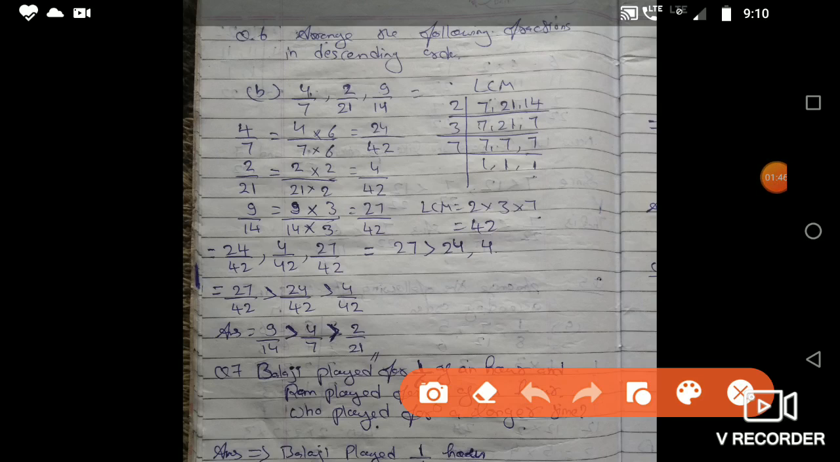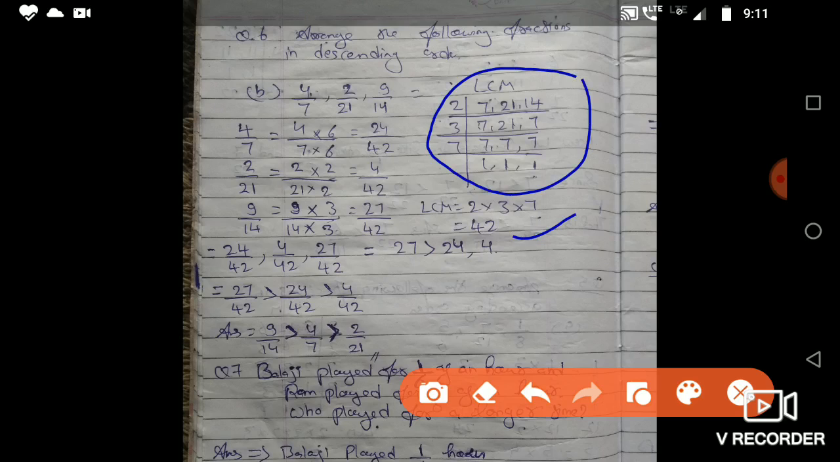Question number 6. Arrange the following fractions in descending order. Same here we use the method of ascending order. Here we arrange the following fractions in descending order. First we convert all the improper fractions into proper fractions. First we change all the denominators. So here we use the LCM method. Okay. So write 7, 21, 14. The LCM of 7, 21, 14 is 42. Here we use the LCM method and the LCM is 42.